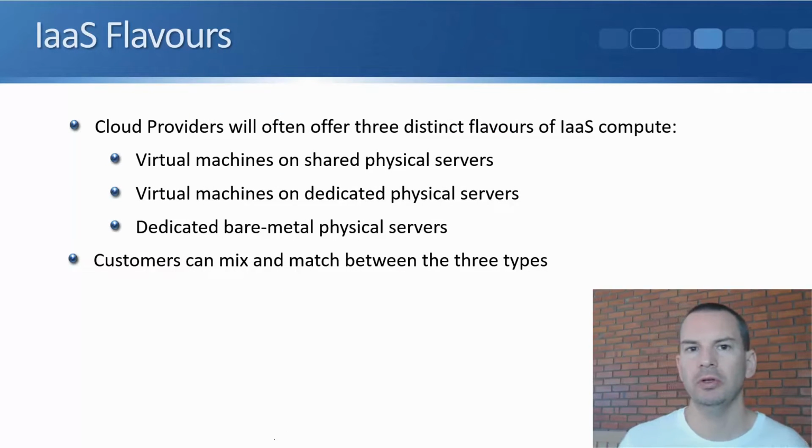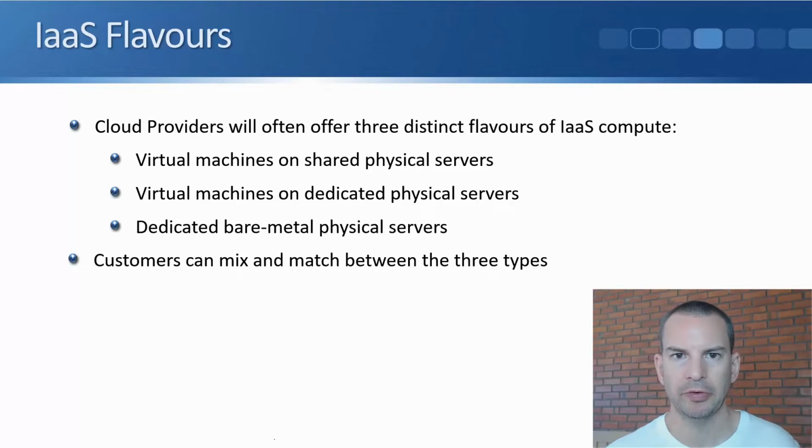Okay, there are different flavors available for IaaS. Cloud providers will often offer three of these. The first is virtual machines on shared physical servers. We also have virtual machines on dedicated physical servers, and there's also dedicated bare metal physical servers. If you're an IaaS customer, you don't have to choose one of the three. You can mix and match between them. Let's have a look at what those mean in a bit more detail.